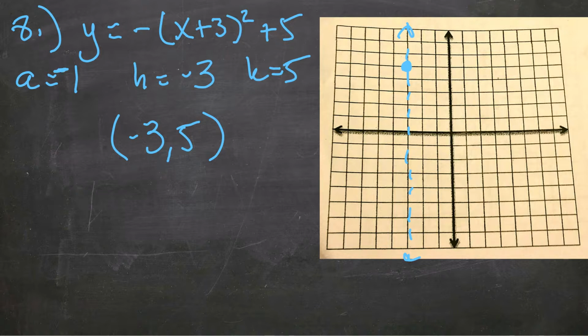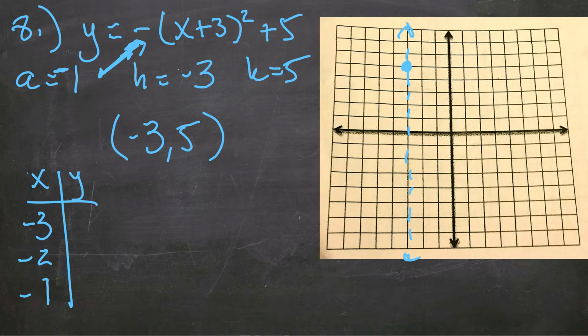And A is negative 1. I forgot that negative sign right there. So A should have been negative 1, not positive 1. Make my XY chart. I put negative 3. I'm going to add 1 to get negative 2, and add another 1 to get negative 1. So I write y equals negative, and it's positive 5 right there. Negative, instead of x, I put negative 2 plus 3 squared plus 5. Negative 2 plus 3 is 1. 1 squared is 1, so negative 1 plus 5 is 4.